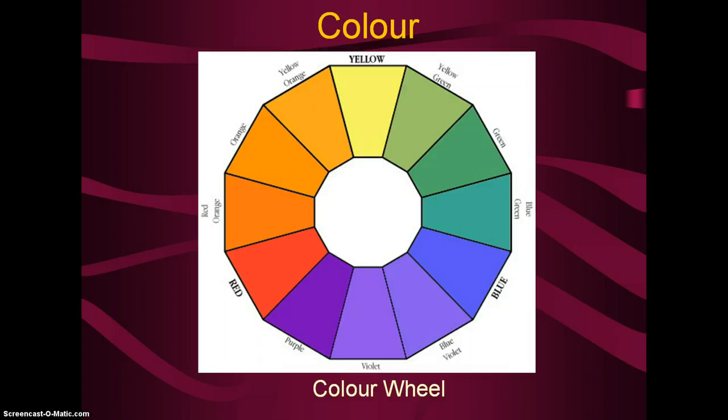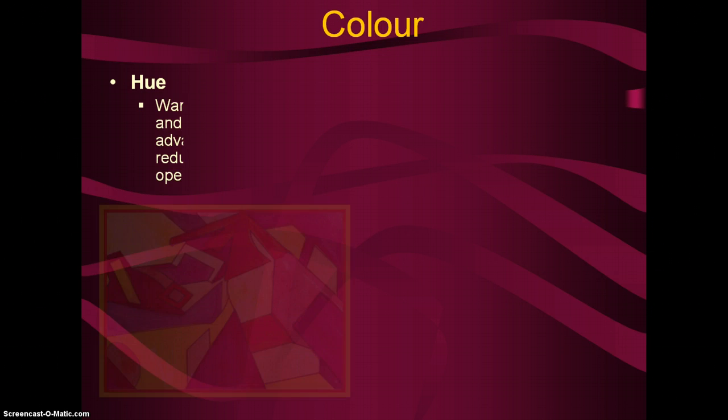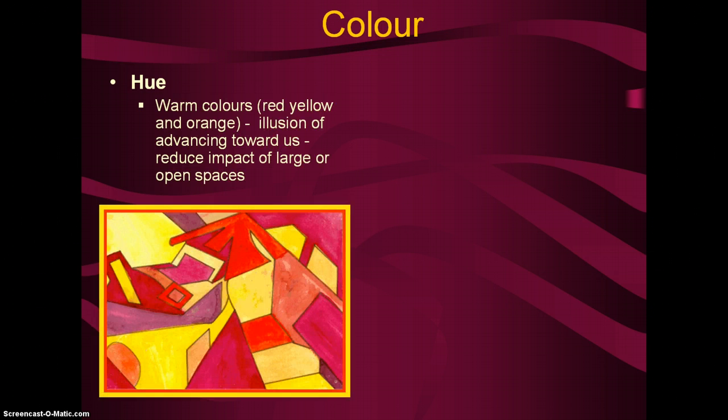When you think of color, the word color is actually another word for the word hue. Hue is another word for color, if you like. But how do these hues work when we think about using them, say, in a landscape or in a design? Well, it's shown that warm colors such as red, yellow, and orange give an illusion of the space or of objects advancing towards us. So it actually can reduce the impact of a large space. In other words, you have a large space, you have warm colors, it makes it feel a little bit smaller.